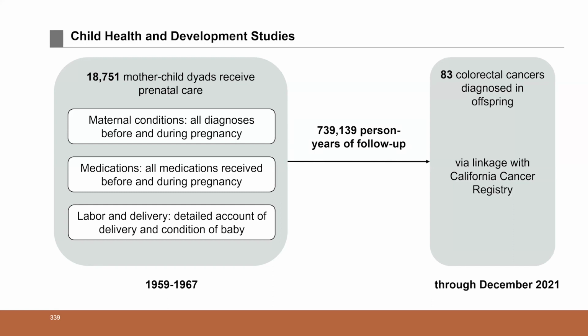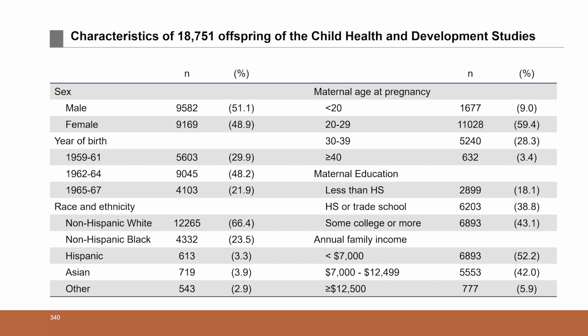Importantly, these data have been linked to the California Cancer Registry to identify 83 colorectal cancers diagnosed in adult offspring, and for a period of follow-up that extends more than 50 years after their birth. This table shows characteristics of the 19,000 or thereabouts live-born offspring of the Child Health and Development Studies. You can see that just about half of the offspring were born in the early 1960s, and the cohort is racially and socioeconomically diverse. About 1/3 are racial or ethnic minorities, and about half were born to families with an income below the median, which was about $6,500 at that time.